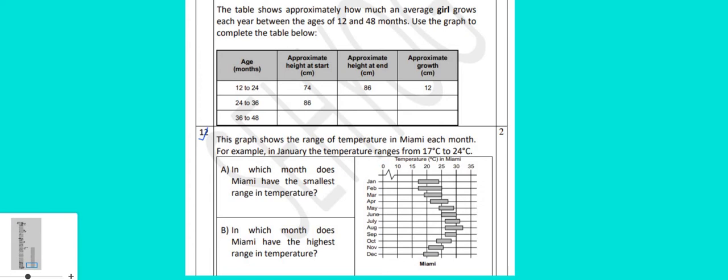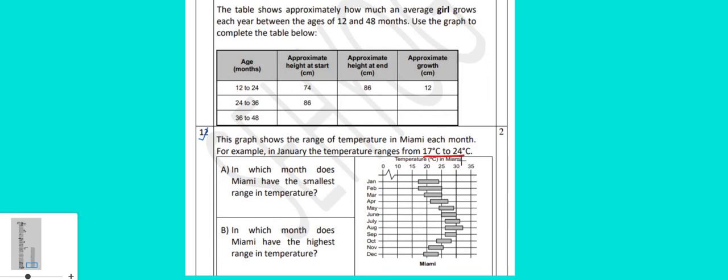This graph shows the range of temperature in Miami each month. For example, in January, the temperature ranges from 17 degrees Celsius to 24 degrees Celsius. So our first question is, in which month does Miami have the smallest range in temperature?